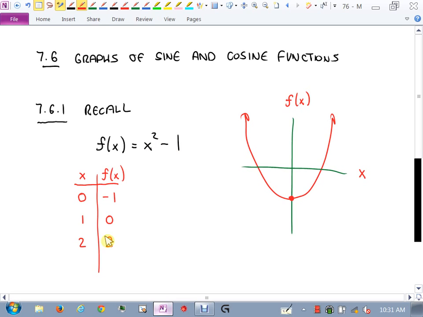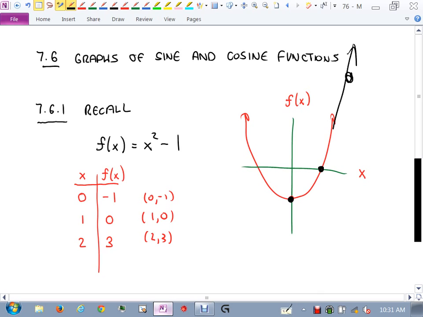So then what you would do is plot these points. You go 0, negative 1; 1, 0; 2, 3. And then you come over here and put those on your graph. Here's 0, negative 1, sorry. Here's 1, 0. And then 2, 3 would be way up here, wouldn't it? Something like that? Put these points together and you get the feel of what the picture looks like, right?